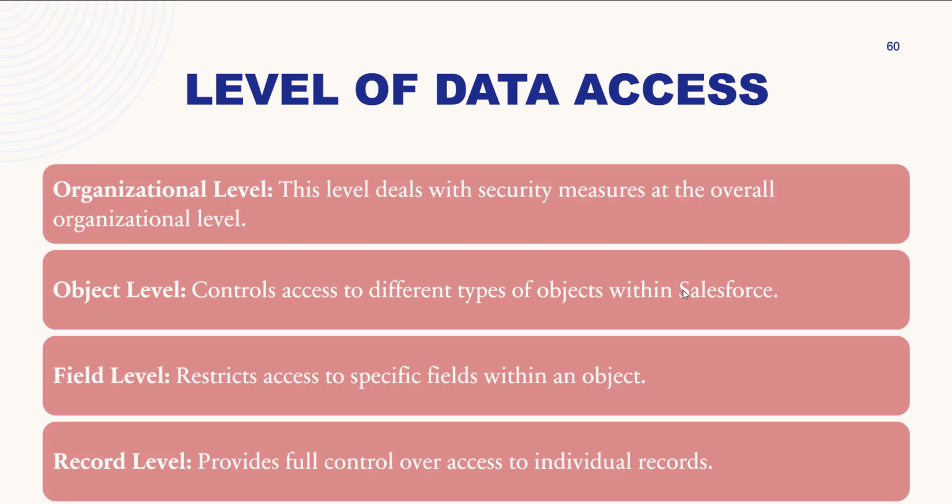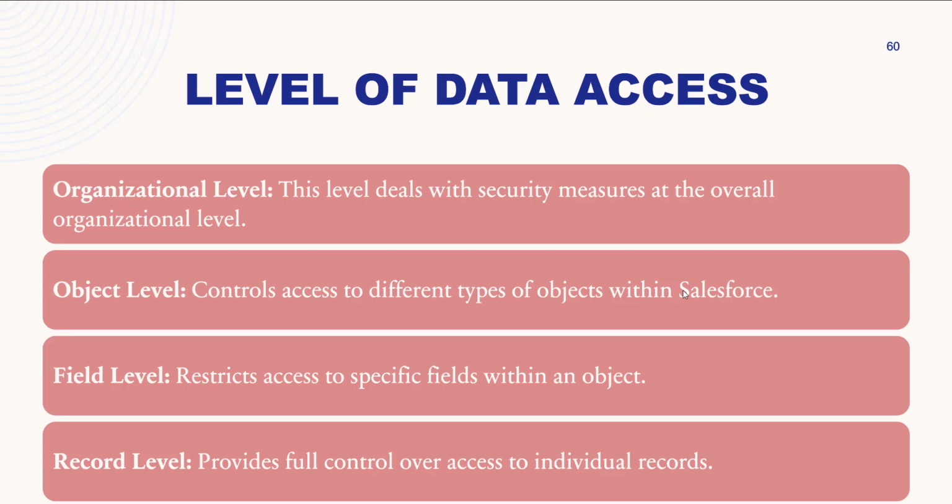Now let's explore further to the field level, where we assess the specific fields within an object. It controls visibility and editability of certain fields, irrespective of the object access. For example, making salary information visible only to the hiring manager is field level security. Moreover, it controls access to individual fields within an object in one single line.